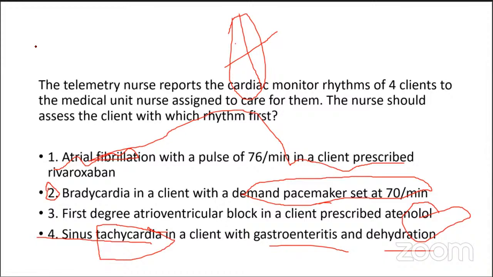Again, what could cause your client to have sinus tachycardia? If you are anxious, anxiety can cause your heartbeat to be fast. Dehydration can cause your heartbeat to be fast. So again, we know that this client has gastroenteritis. Infection can also cause the heart rate to be fast. So again, I'm going to ask myself, would tachycardia be expected in a client with dehydration? Obviously, yes. So again, I can also eliminate option 4. So we are left with option 2, which is our correct answer.